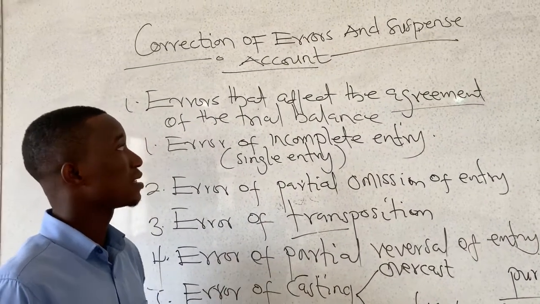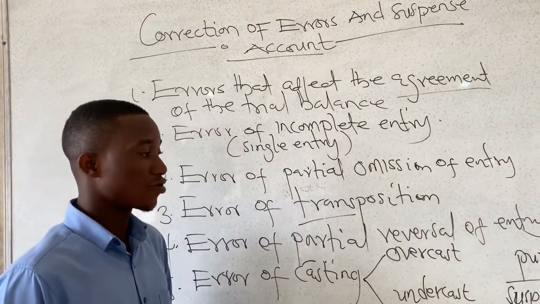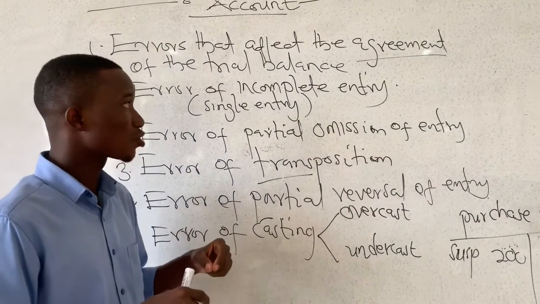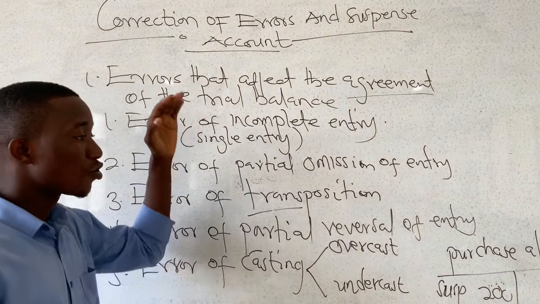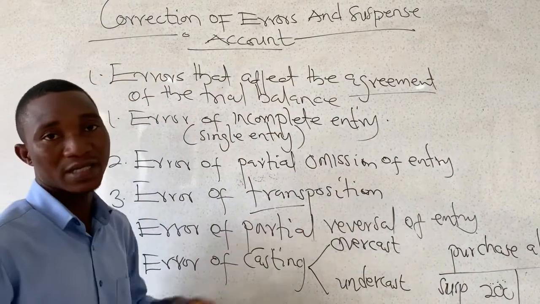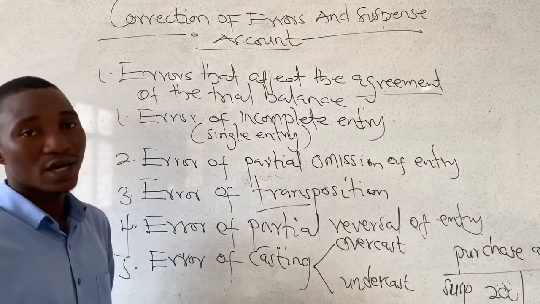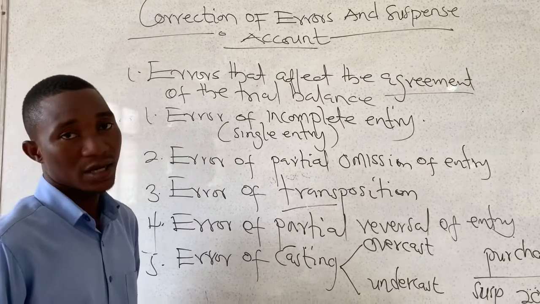So basically this is how errors that affect the agreement of the trial balance are corrected. But take note of this: all errors that affect the agreement of the trial balance normally pass through the suspense account in their correction. Is that okay? So with this, let's also look at errors that do not affect the agreement of the trial balance.